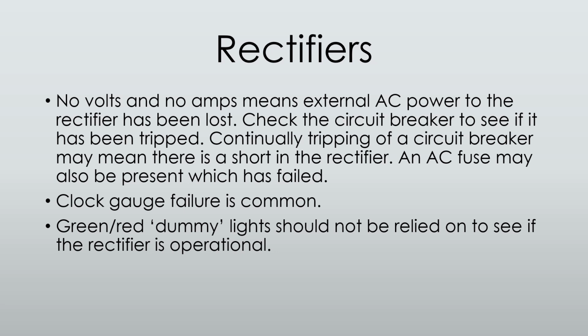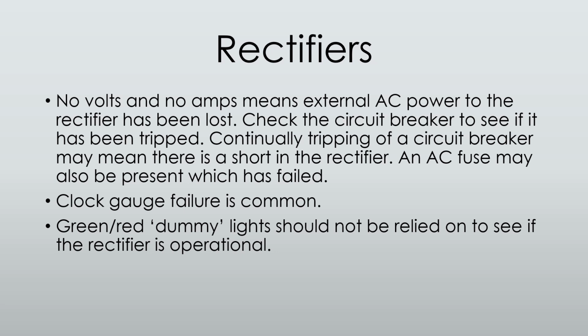If a fuse continually blows, there may also be additional issues with the rectifier. If you go to do your 60-day check, and there is no volts, no amps, it means that external AC power to the rectifier has been lost. Check the circuit breaker to see if it has been tripped. Continually tripping of a circuit breaker may mean that there is a short in the rectifier. An AC fuse may also be present, which has failed.